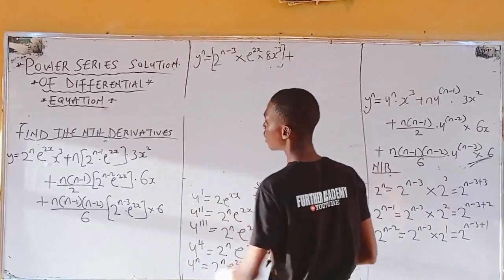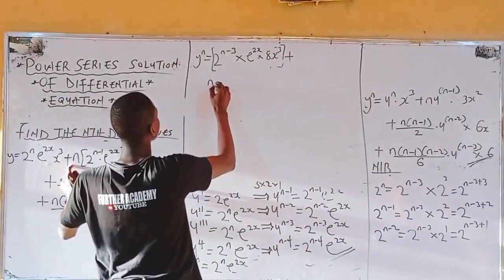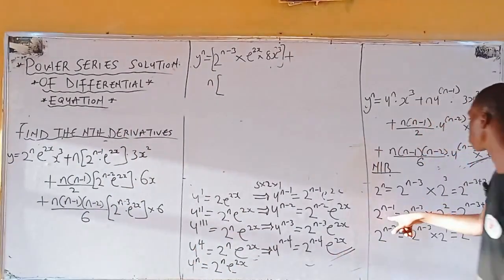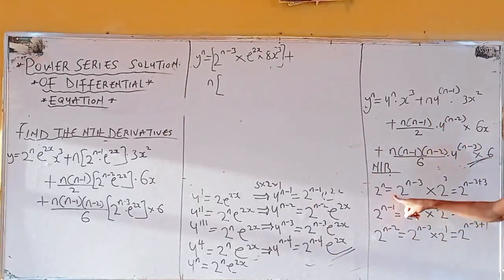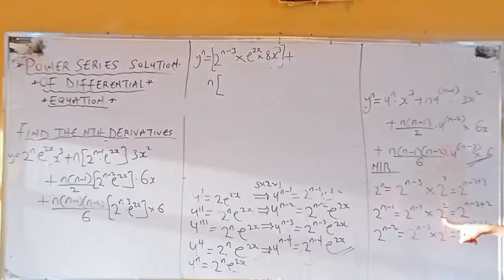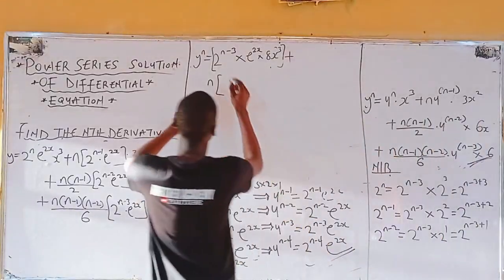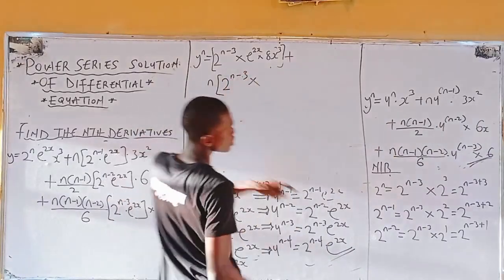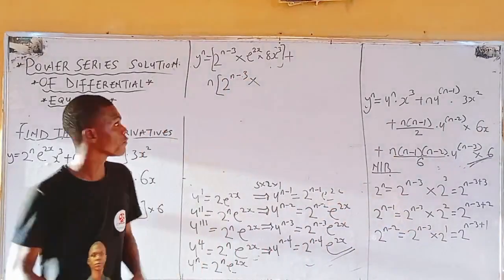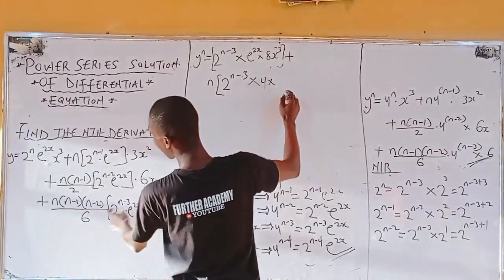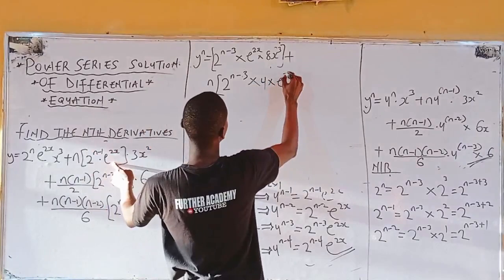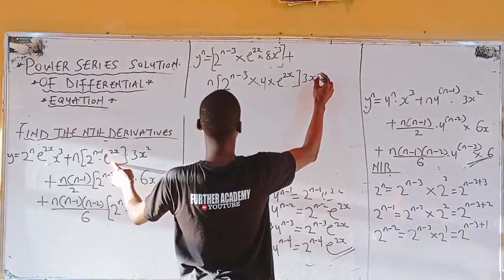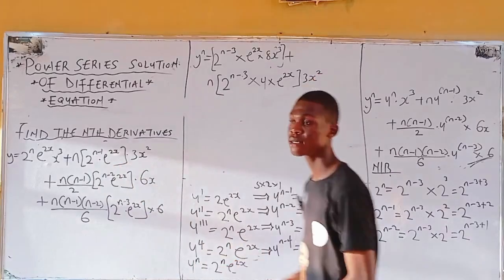Moving on, what do I have? I'm saying this, right? I'm saying n all into bracket 2 raised power of n minus 1. What's 2 raised power of n minus 1? I can substitute 2 raised power of n minus 1 as this, right? So let's substitute. What do I have? I have 2 raised power of n minus 3, right? Times 2 raised power of 2. What's 2 raised power of 2? 4. So I'm saying 4 multiplying exponential 2x all into bracket 3 exponential 3x squared, right?